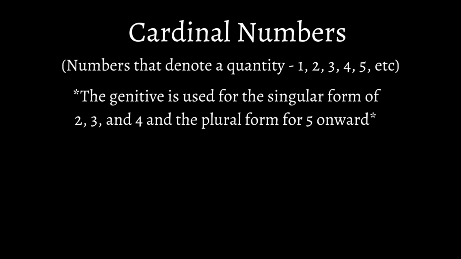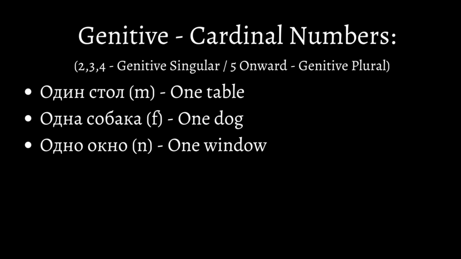But first, a small reminder of the numbers is needed. Let's use the following masculine, feminine, neuter, and plural nouns. Один, стол, одна, собака, and одно, окно. In this case, the written numbers also change to fit the gender of the nouns.